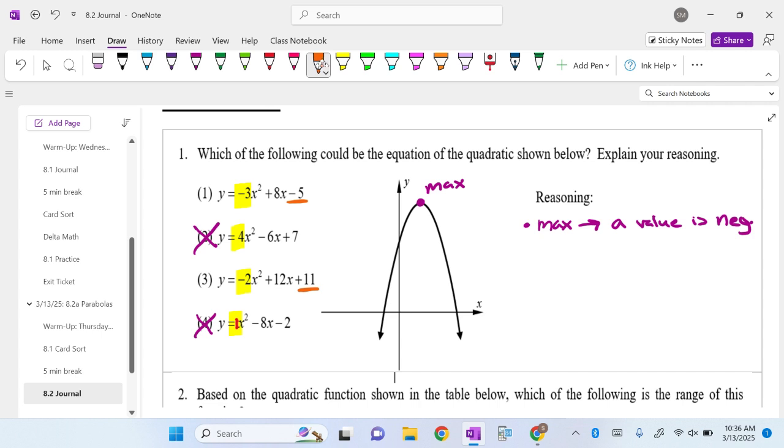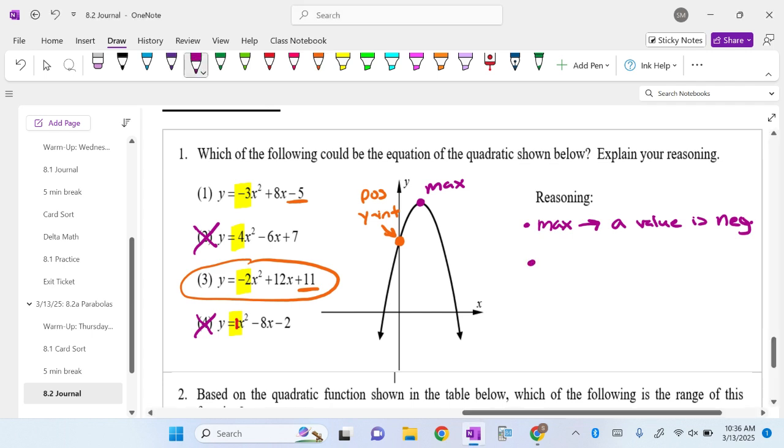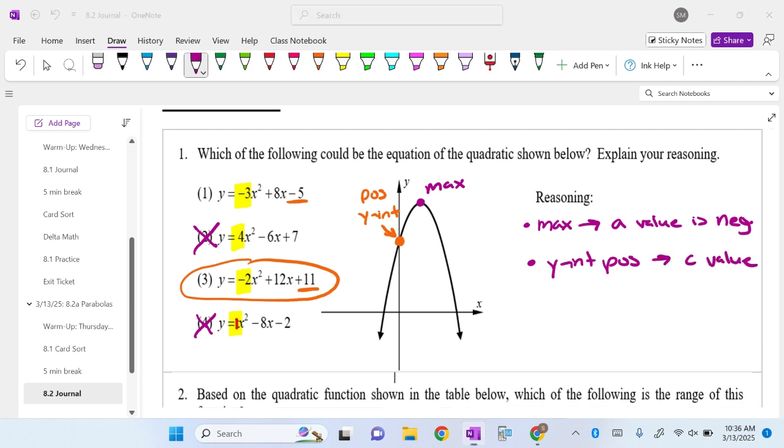Now, our y-intercept is right here. Is this y-intercept positive or negative? Positive. So based off of that fact, which one do you think our function is? It's 3. Because 3 is the only one with a positive c value, meaning that our y-intercept is positive for that graph. So our other reasoning is that our y-intercept is positive, so that means our c value is positive.